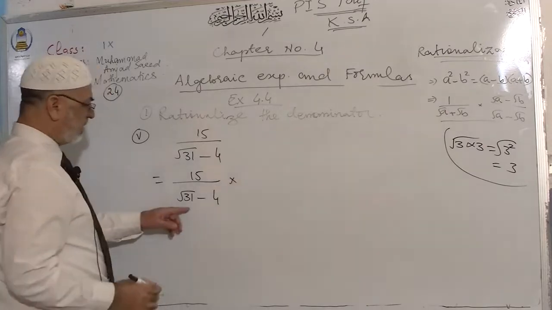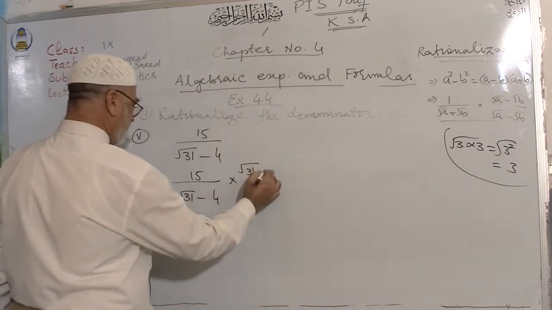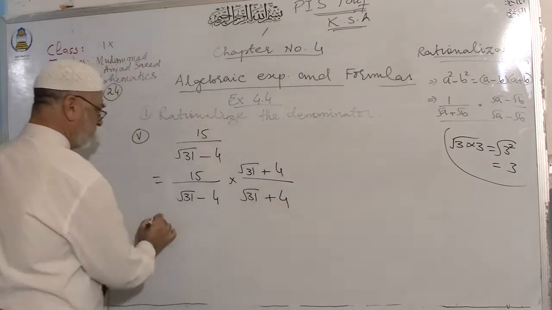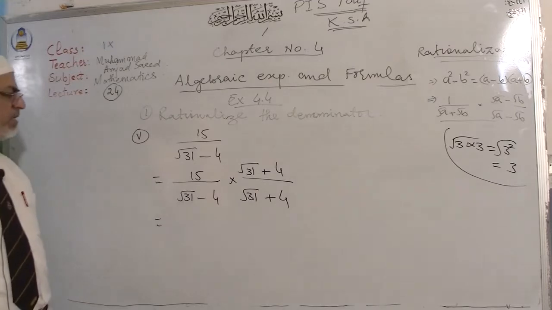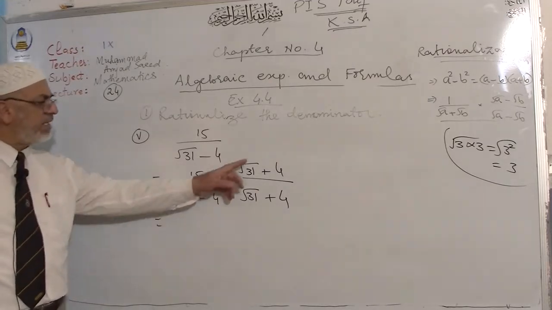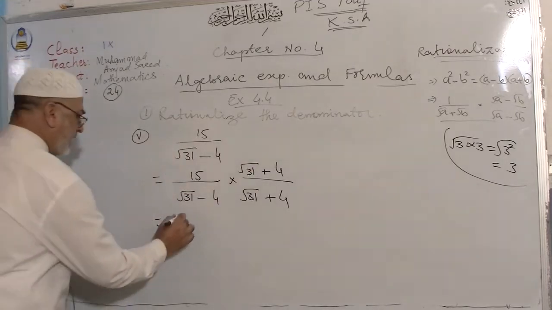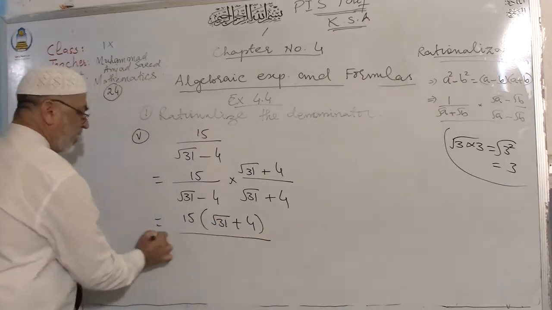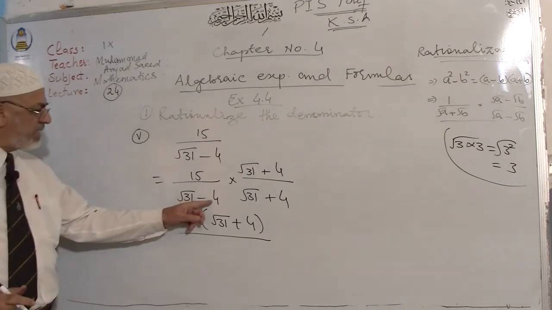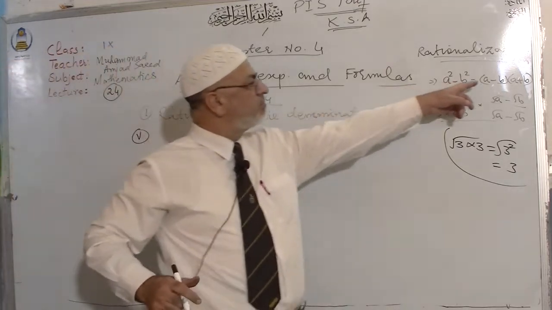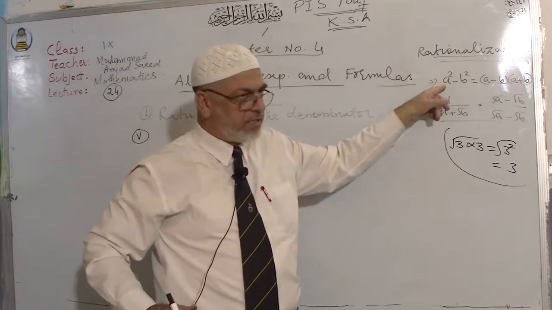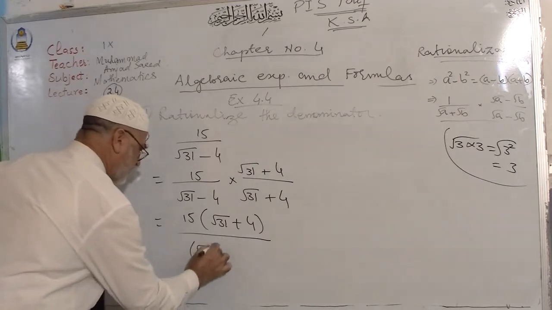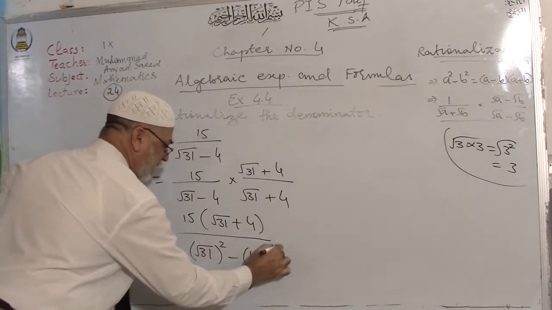Minus 4, then multiplied by root 31 plus 4 and root 31 plus 4. Dear students, that was a minus sign, here is plus and plus. And you can write down 15 into root 31 plus 4 over, this is (a minus b)(a plus b). That will be equal to a square minus b square. You will apply this formula. Here is first square minus second square.